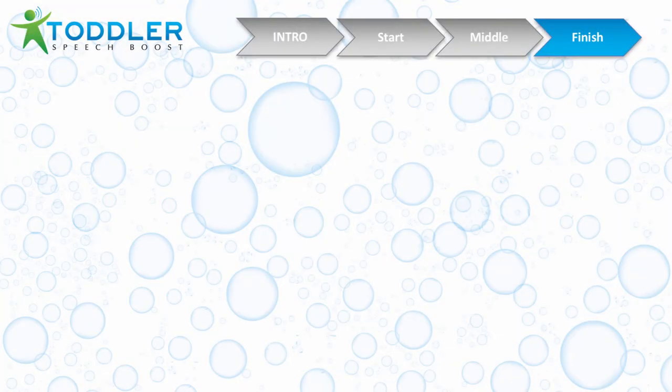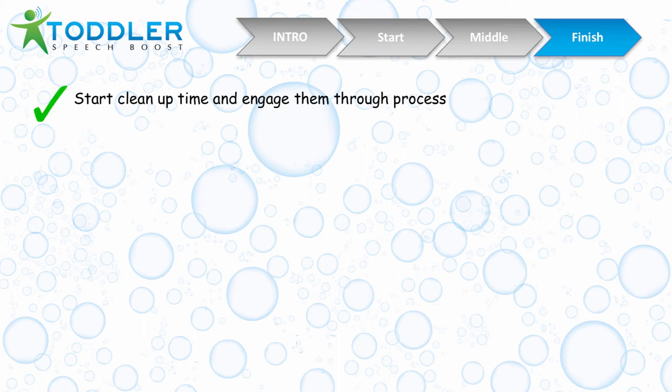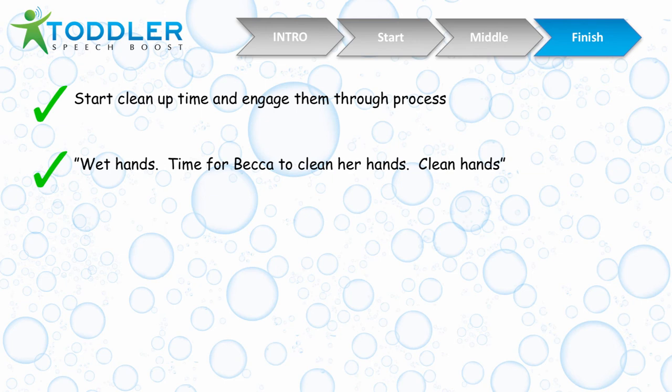As you're ending the process, you want to start engaging in your normal cleanup routine and cleanup activities, because you'll probably have some wet hands you want to take care of and need to clean up and put things away. How I would have started is saying something like, wet hands, time for Becca to clean her hands, clean hands as we're cleaning her hands. And again, narrate the steps that you're doing at that point in time. And if you're saying things like, what do we have to do? Give like a 3 to 5 second pause, and hopefully they'll know to say, or start to learn to say, clean hands or clean up.